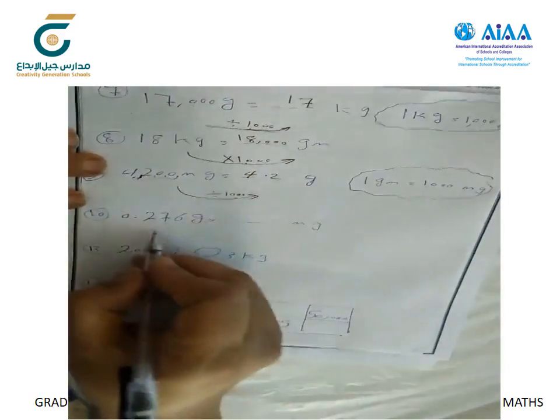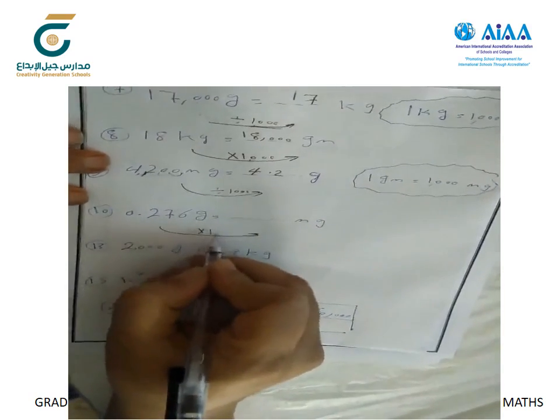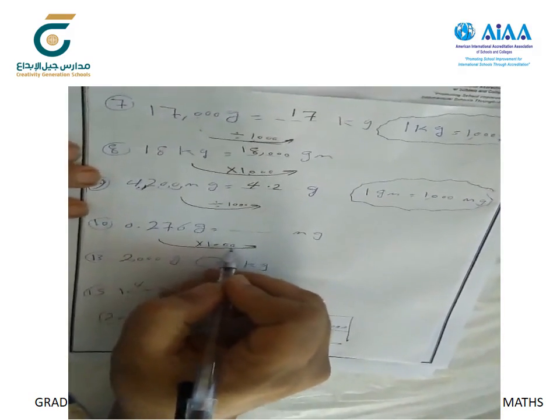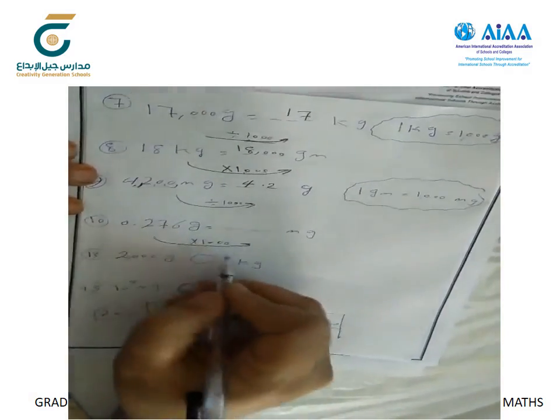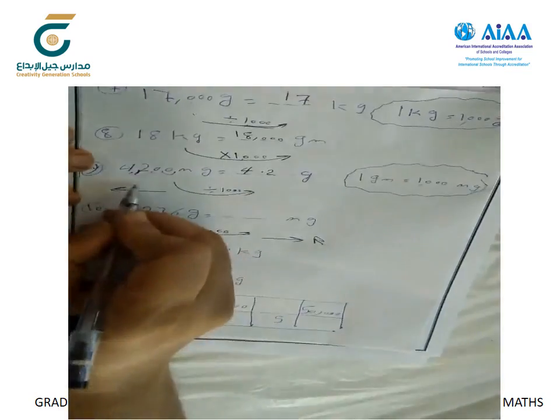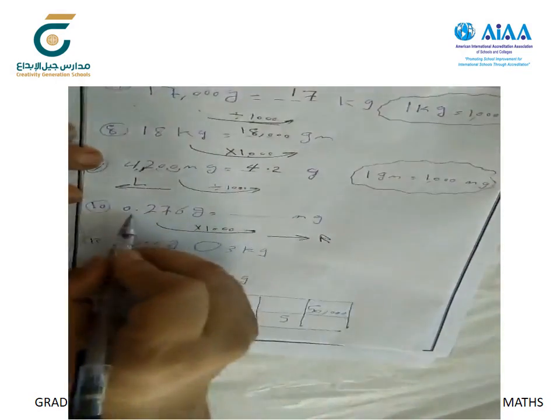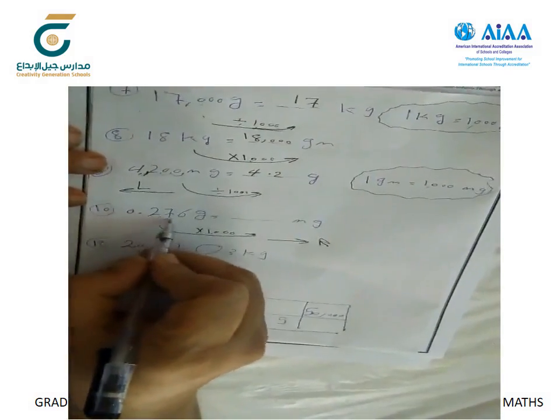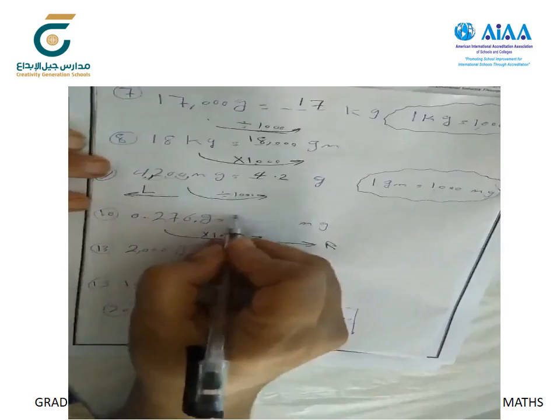From gram to milligram, we multiply by 1000. When we multiply by 1000, we move the decimal point towards the right. So multiply towards the right, and when we divide, we move towards the left. Now towards the right 3 places, 1, 2, 3. So it will be 276.